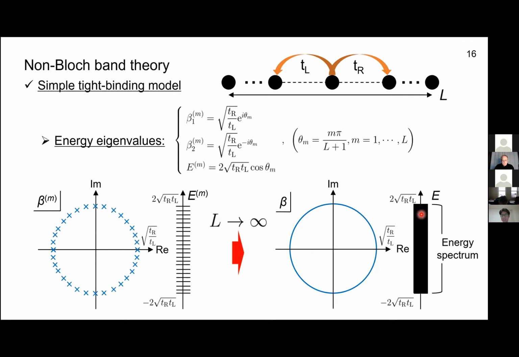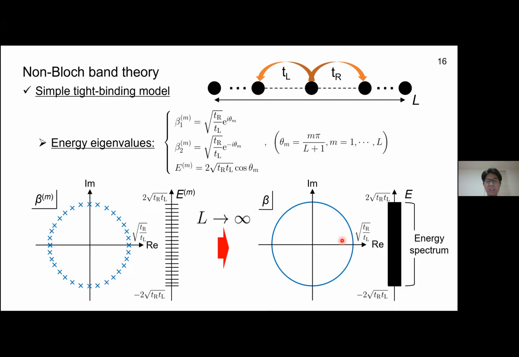So it takes values in the range between minus 2 square root of TRTL to 2 square root of TRTL. And this continuous trajectory of beta is the generalized Brillouin zone in non-Hermitian systems. And so we call this trajectory the generalized Brillouin zone.